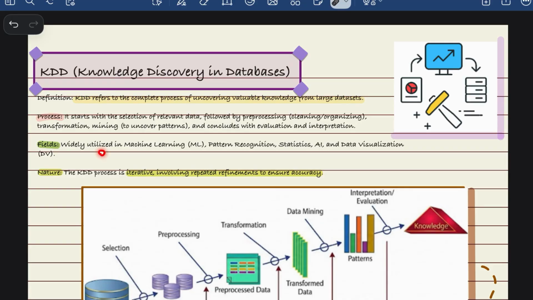Alright, so it is widely utilized in ML, machine learning, pattern recognition, statistics, AI, and also data visualization. So the KDD process is iterative. Iterative means it goes in a loop, and if there is refinement, we go back again, refine the process, and then we move forward. It is not like a waterfall model where you cannot come back from a step. You can always come back to the very first step as well if there is any refinement, any problem occurring, and start again.